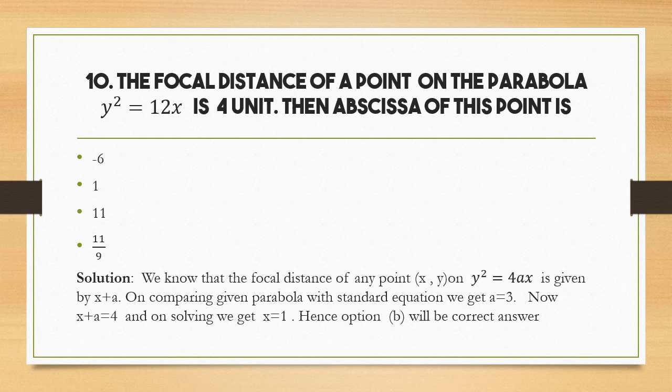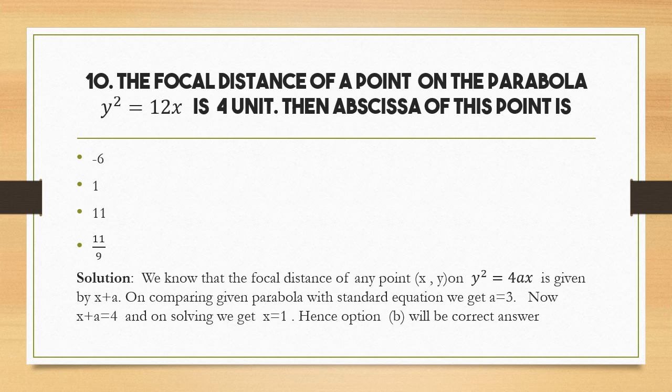Now I want a. What is a? Compare y square equals 12x with y square equals 4ax. 4a equals 12 means a equals 3. Therefore x plus a equals 4 becomes x plus 3 equals 4, x equals 1. So I got x equal to 1, which is the abscissa. Therefore option B, which has the answer 1, will be the correct answer for this question number 10. Hope you understood this logic.